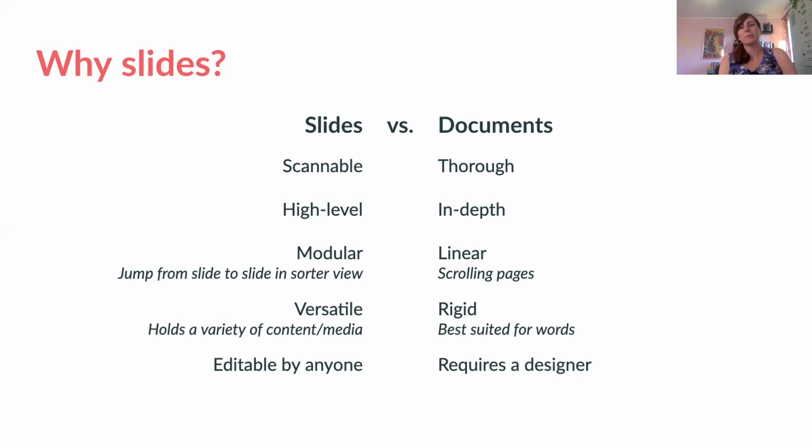Okay, so when you think about a document versus a slide, let's think about some of the advantages and disadvantages and why we tend to use these in the startup culture. Well, a slide is very scannable. A document is thorough. Slides are used for more high-level overviews. Documents are getting in-depth. Slides are modular, right? You can put them in slide sorter view and jump from slide to slide. You can kind of look at the whole thing and get a sense of the whole scape of everything, see the whole from the parts.